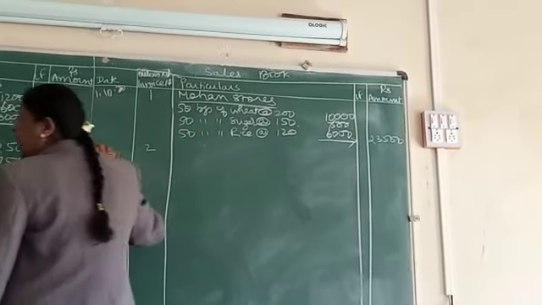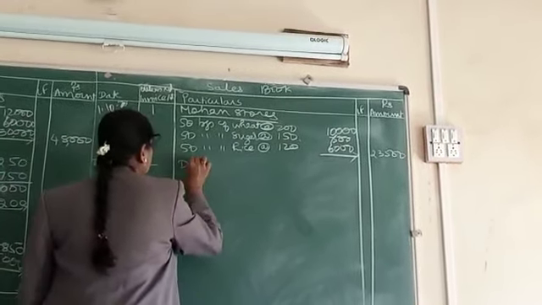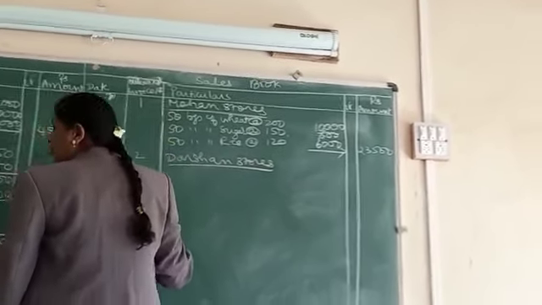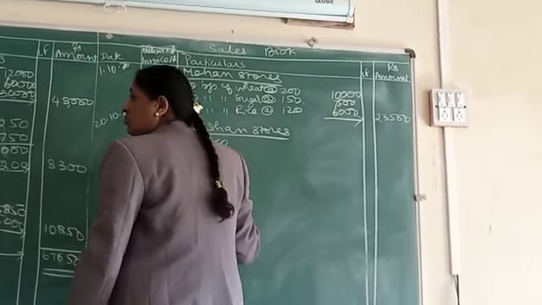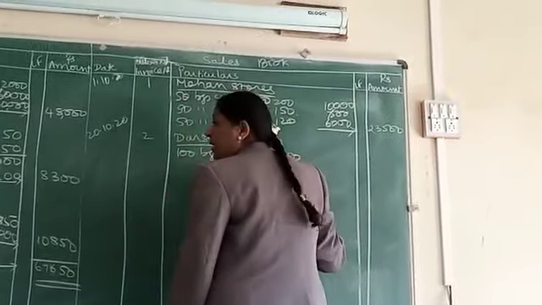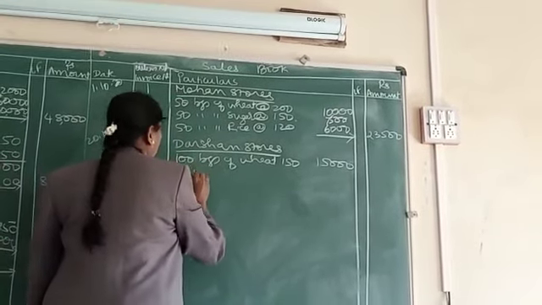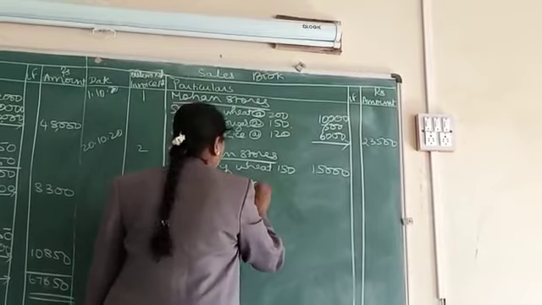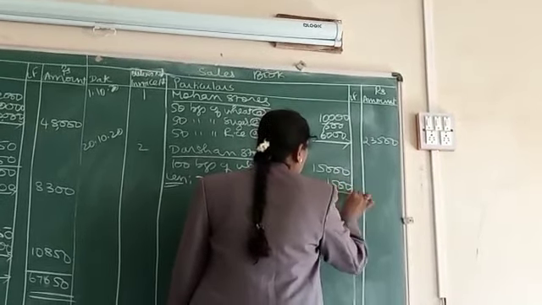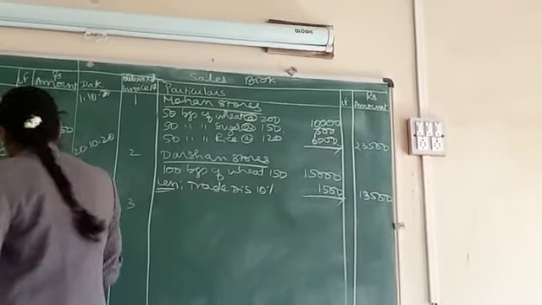Come to the second, and the date is 29. You are selling it to Darshan Stores. And you are selling 100 bags of wheat at the rate of 150 per bag. Multiply it and write it in the column, 15,000. They have given you less trade discount, 10%. Put in your calculator, 15,000 minus 10%, see how much you get, that is 13,500.